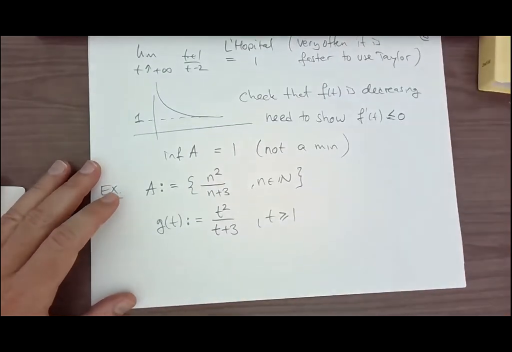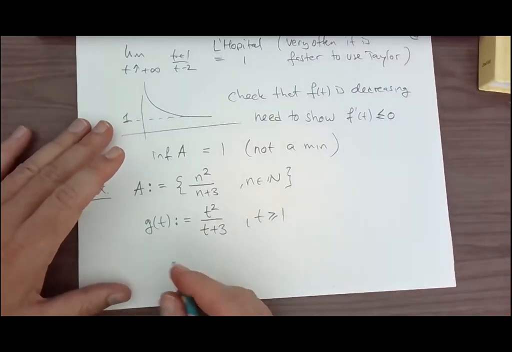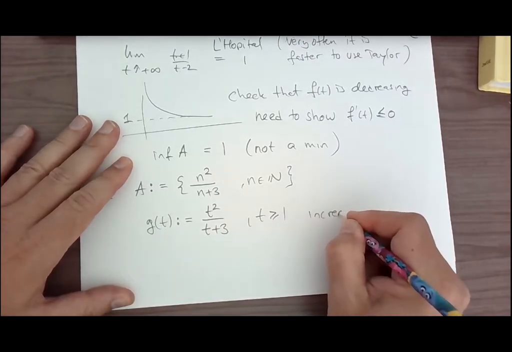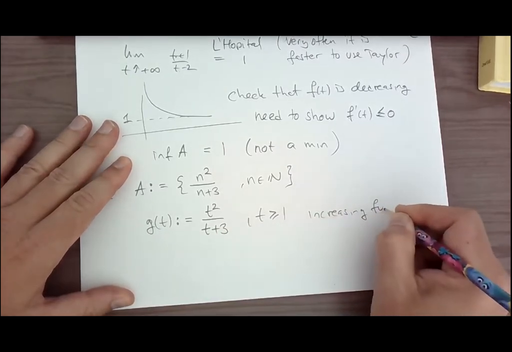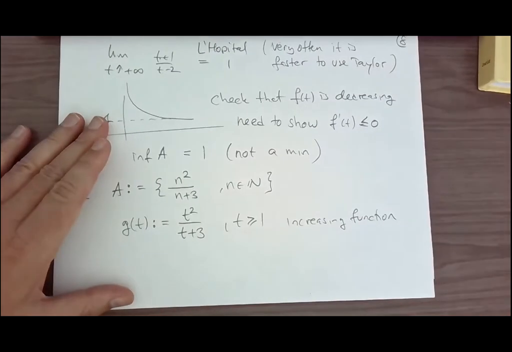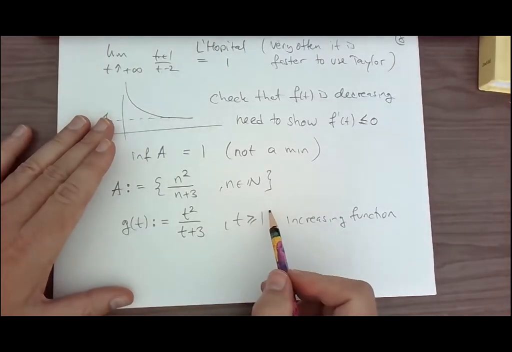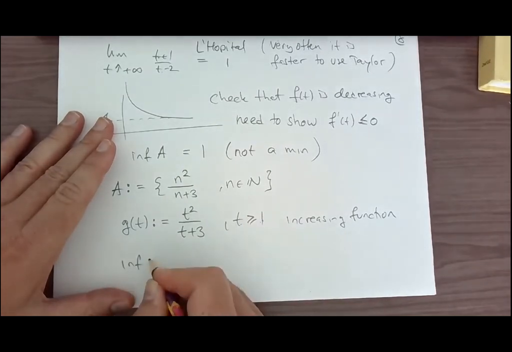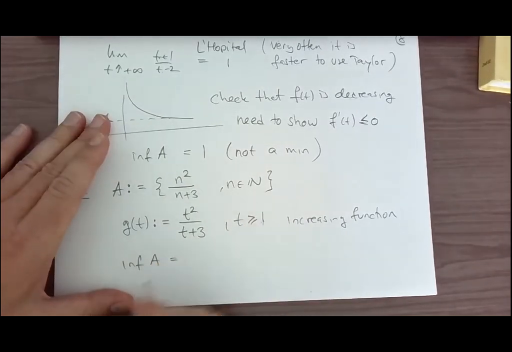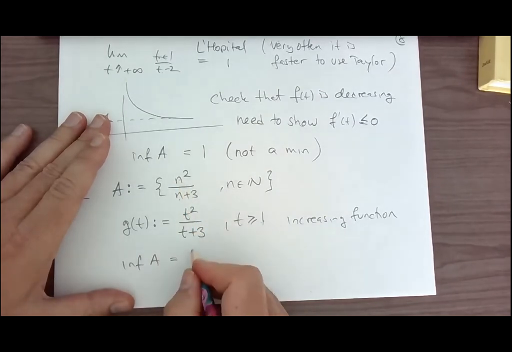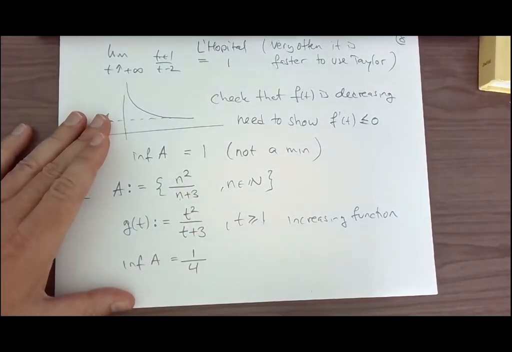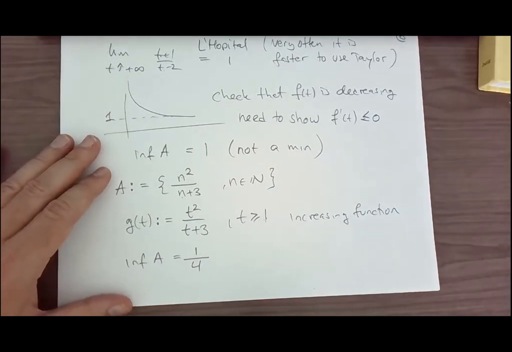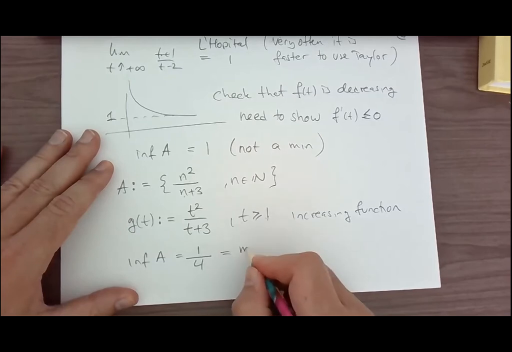So let's try to make that a little bit more precise. This is an increasing function. So if it's an increasing function, I just want to have t equal to 1. So the infimum of A is going to be exactly where I put n equal to 1. So it's going to be 1 divided by 4. And this is also a min.